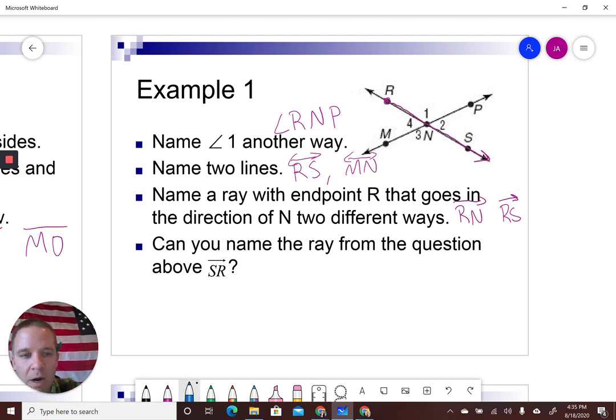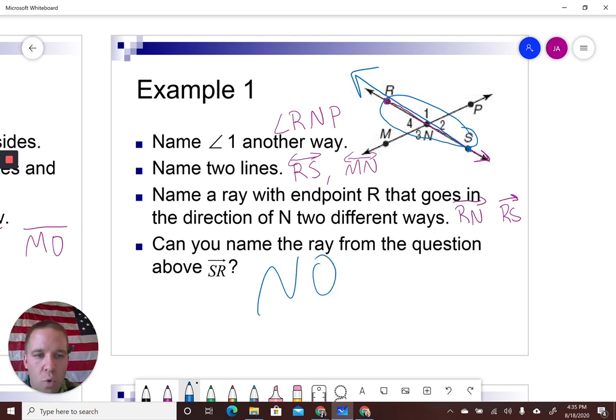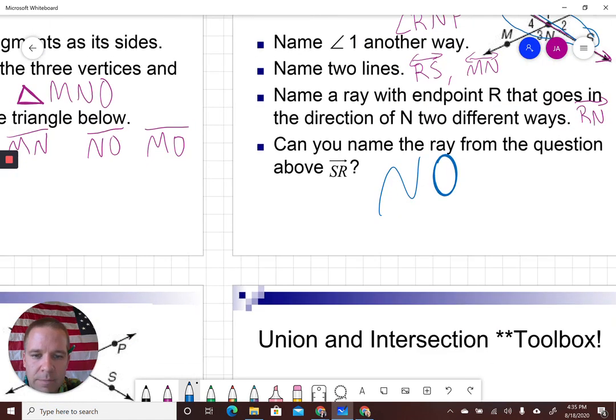All right. Then it says, can you name the ray from the question above, SR? Well, SR would look like this, going to infinity and beyond in that direction. Is that the same set of points? No. They share some points. We'll learn about what that means, what that overlap could be called or referred to as. But in this case, no. All right? They're not the same thing, not the same set of points. All righty. Let's keep it going.